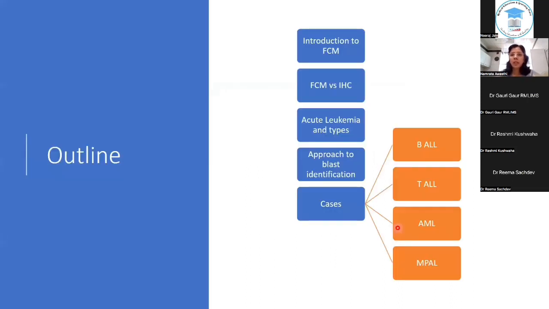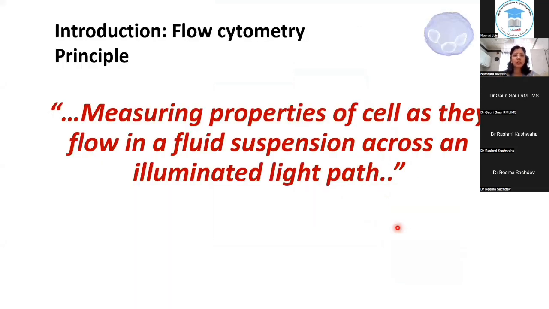I'll be sharing a few slides on the introduction to flow cytometry in brief. Then the comparison of flow cytometry versus immunohistochemistry, then acute leukemia and its types. Very importantly, approach to blast identification, and then discussing a few cases. So I've been given 1 hour. Let's see if I can do justice to this topic in 1 hour.